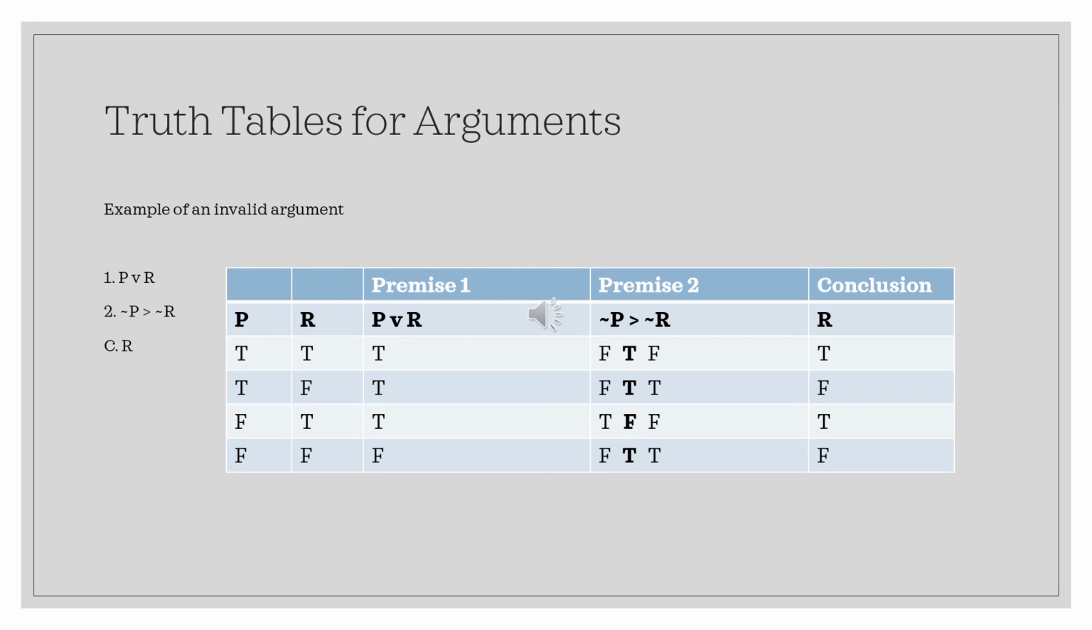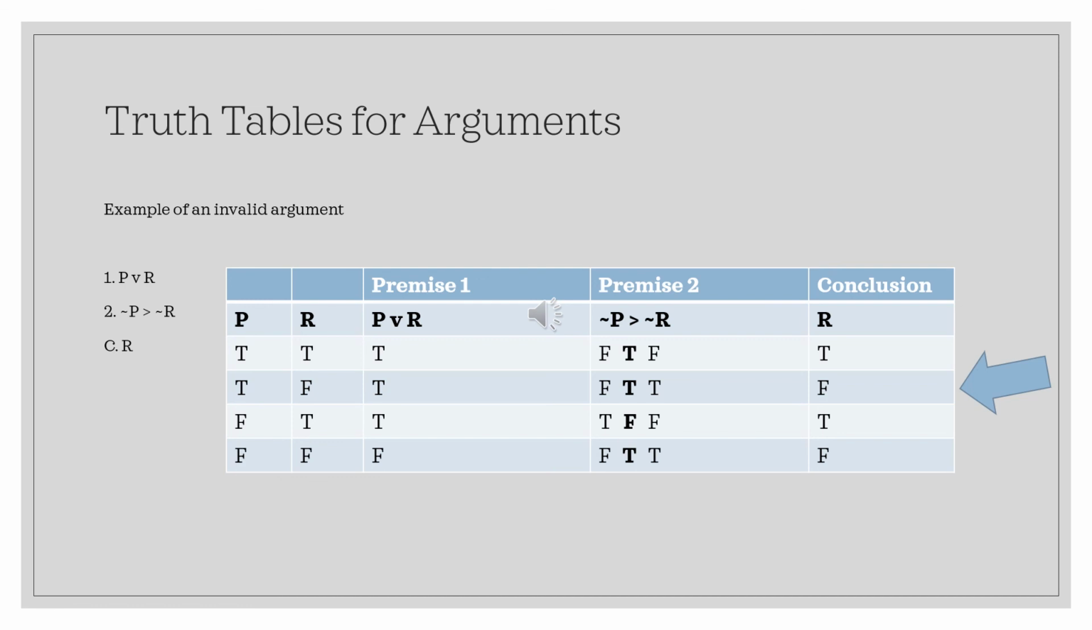Finally, the conclusion is just R, so we can just copy the true, false from the other line. All right. Now, lastly, the last thing that we're doing here is trying to determine whether or not any line on the truth table gives us a situation in which the premises are true and the conclusion is false. If we can find such a line, then we know that the argument is invalid. And look on line 2. Premise 1 is true, premise 2 is true, and yet the conclusion turns out to be false. So now we know that this argument, premise 1 P or R, premise 2 if not P then not R, conclusion R, is not a valid argument.